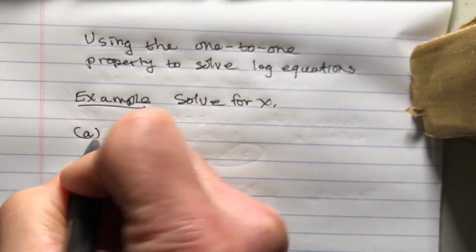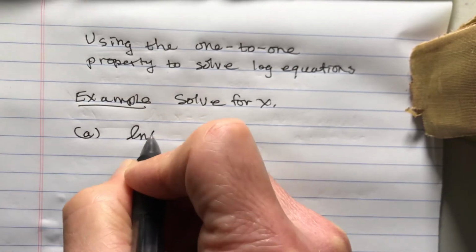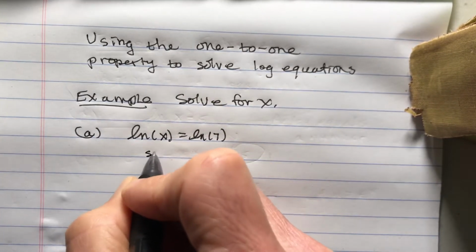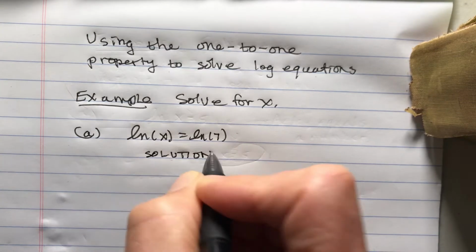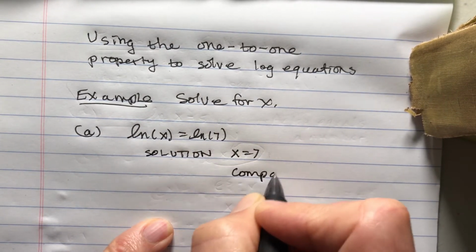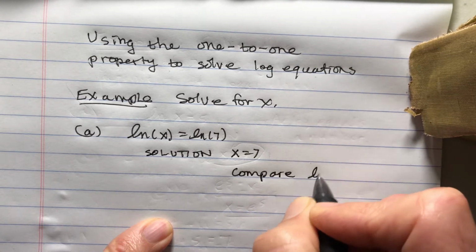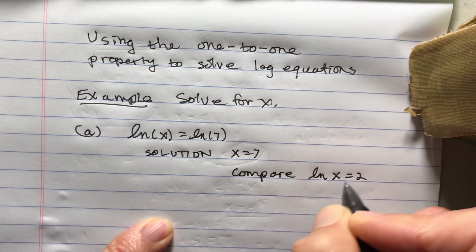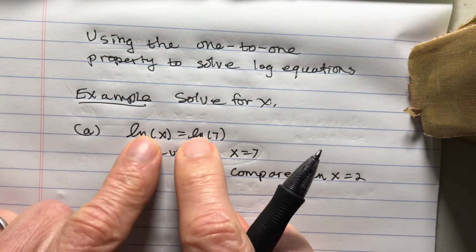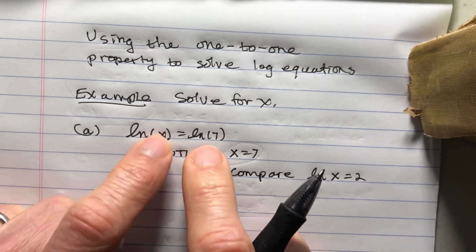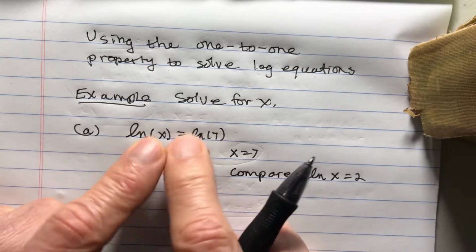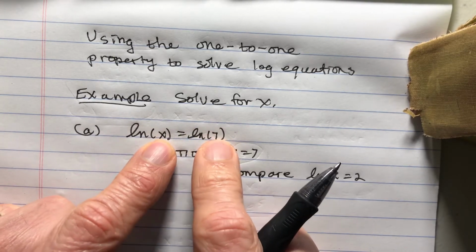So let me just do maybe what's sort of an easy problem. So ln x equals ln 7. The solution is x equals 7. Now let's compare this to another problem that we had, say ln x equals 2. So do you see this is logarithm equals logarithm, and why it's the one-to-one property is that logarithms are one-to-one functions, and if the outputs of that one-to-one function are equal, then the inputs have to be equal.